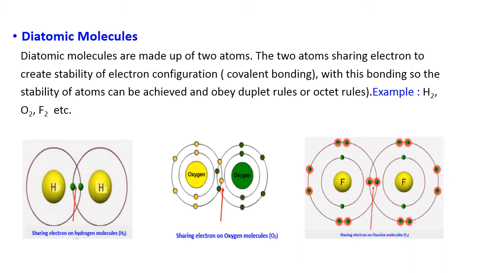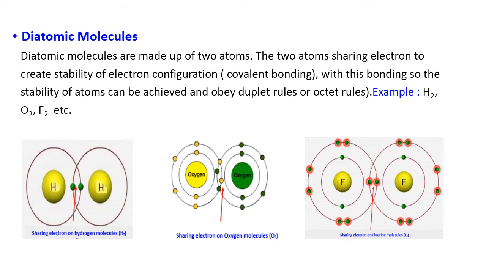And the third figure is the formation of fluorine molecule F2. We can see from the figure there are 2 electrons sharing at the second shell. So with the sharing of 2 electrons, fluorine atoms can achieve stability of electron configuration and obey the octet rule at the second shell.